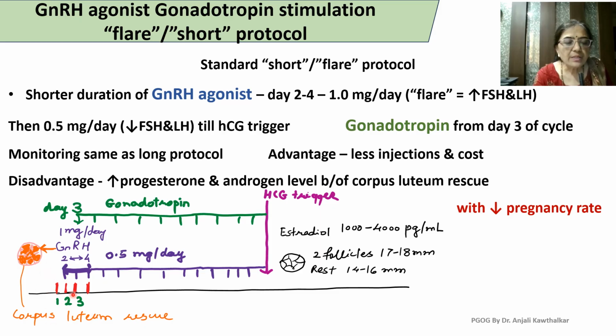Similarly, here there is a flare of FSH and LH, the flare effect of the GnRH agonist, and this persistent action on the corpus luteum is responsible for the increased progesterone level and increased androgen level, and that is the reason there is a reduction in the pregnancy rate with this short or flare protocol as compared to the long protocol. That is why we say the long protocol is considered the standard protocol. I hope students have understood the difference between this short protocol or flare protocol and the long protocol.